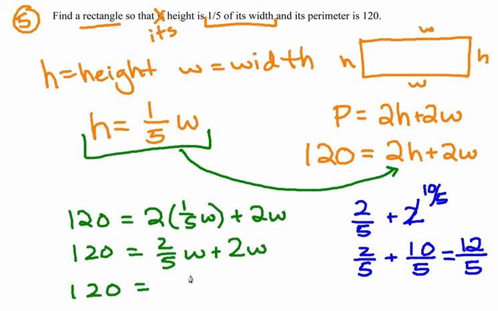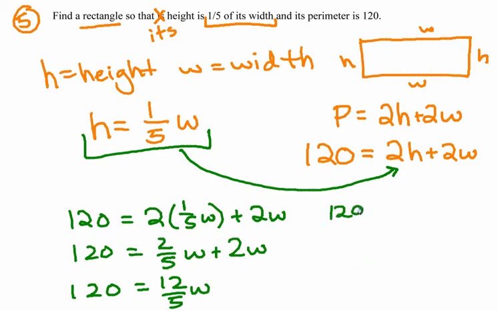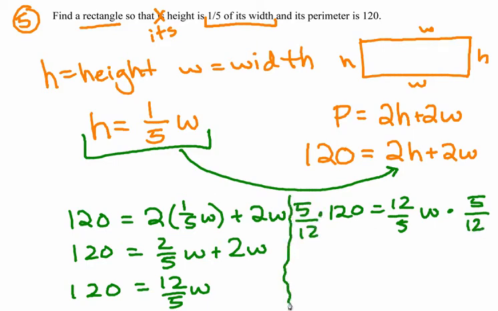So 120 equals 12/5 w, and to clear a fraction, we want to multiply by the reciprocal of that fraction on both sides of the equation. So if we have 120 equals 12/5 W, we want to multiply both sides by 5/12. On the right, 12/5 times 5/12 is 1, so those cancel out, and we're left with just W.